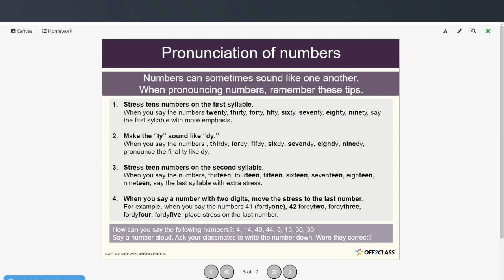Now practice saying the following numbers. And you can repeat after me or pause and do this on your own. 4, 14, 40, 44, 3, 13, 30, 33.